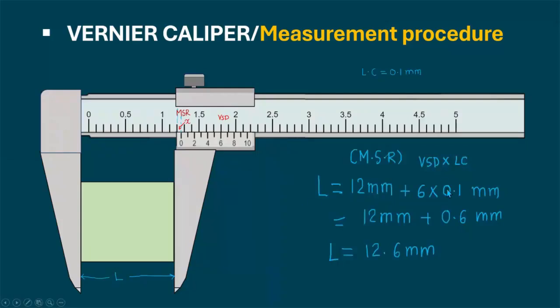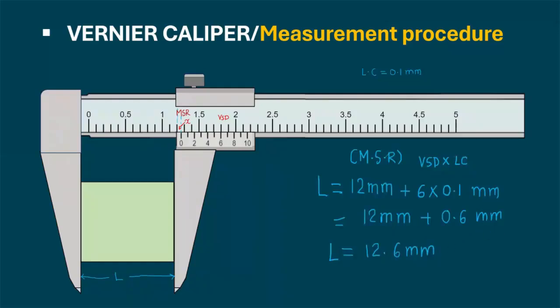So I think the procedure has to be very clear. First you find out the main scale reading. The main scale reading is the reading on the main scale which is closer to the 0 on the vernier scale, right? Then we see which division on the vernier scale is coinciding perfectly with the main scale, and that division is 6. That we multiply by 0.1, that is the least count. So 12 mm plus 0.6 mm, so it is 12.6 mm, friends.